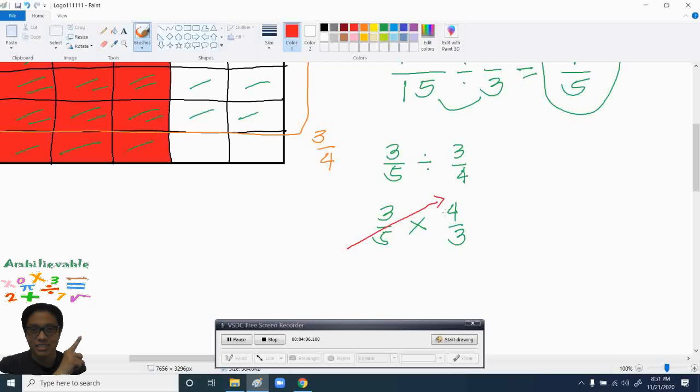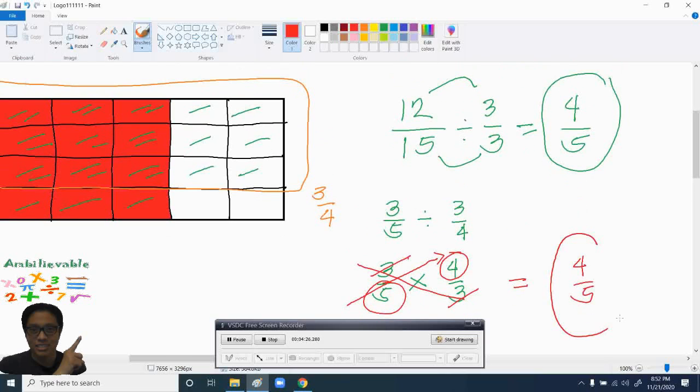4 and 5 cannot be simplified, but 3 and 3 can be simplified by 3. So we will cancel that one. We will be going to cancel that part. So we have only 4 and 5. So therefore, the final answer will be 4/5. And that's the same answer from our model.